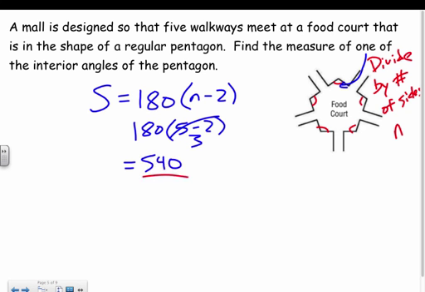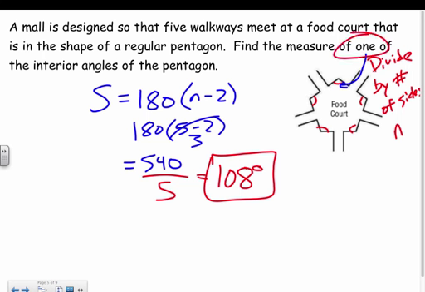Well, I just want one of the angles, so we divide by how many angles there are, which would give us 108 degrees. So just be careful. In this case, I just wanted one of the angles. So you just got to pay attention to what they're asking for. Remember, our formula just finds the sum of all the angles.